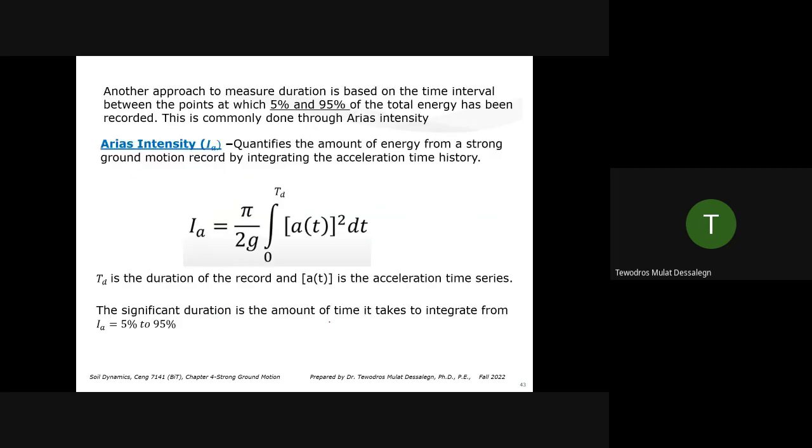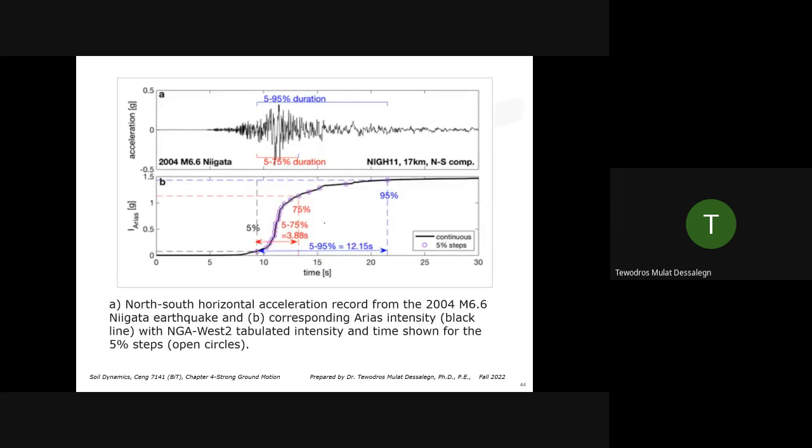There is another one for duration. It's called Arias intensity. Arias intensity is if you integrate the acceleration squared from 0 to its time, then the energy content, where you get from 5% to 95%, is the duration. It's better clear on the next slide right here.